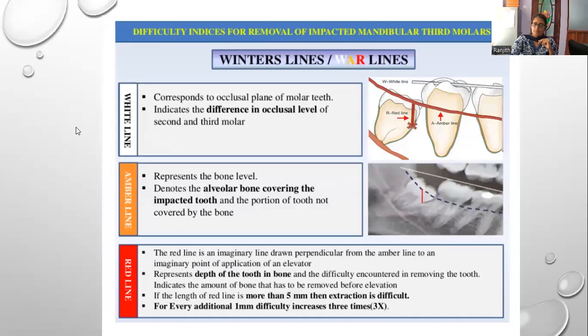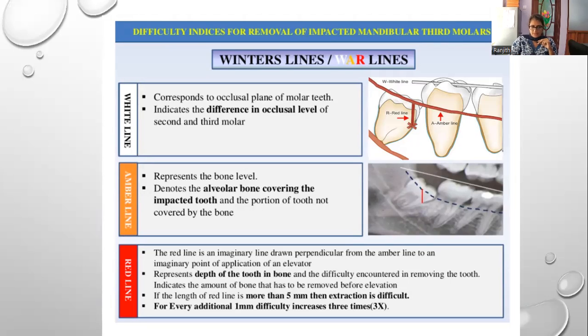Now coming to a very important measure of the difficulty index, you have the WAR lines. So these are color-coded lines, and of course, this is interpreted in an IOPA or even an OPG. And you have 3 lines here, WAR. So W stands for white line, A stands for the amber line, and R stands for the red line. The white line corresponds to the occlusal plane of the molar teeth, and it indicates the difference in the occlusal level of the second molar and the third molar. That is, where does your third molar stand in relationship to your second molar? That is what the white line denotes.